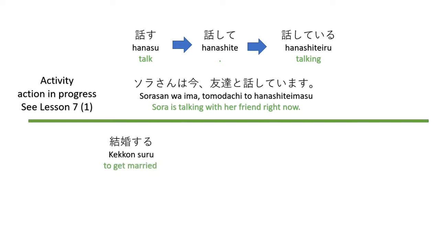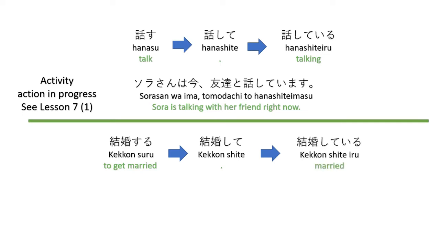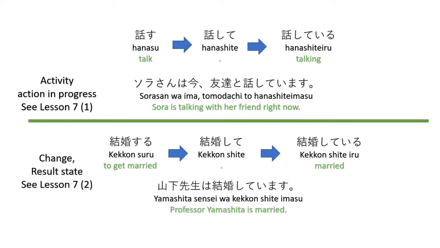And also, te has another function. So here we have the verb kekkonsuru, to get married. Now, kekkonsuru becomes kekkonshite. And when we add iru, it becomes kekkonshiteiru, to be married. Yamashita sensei wa kekkonshiteimasu.